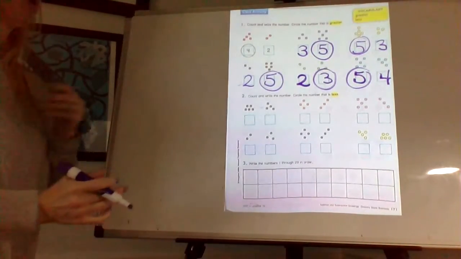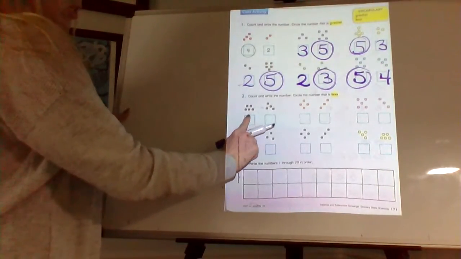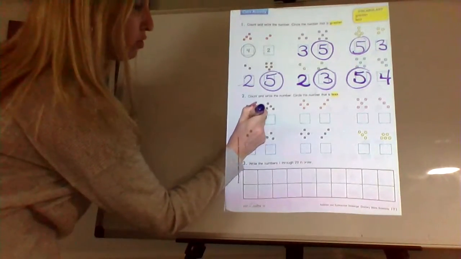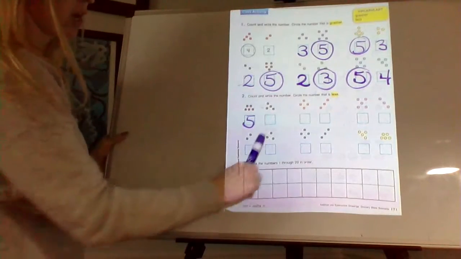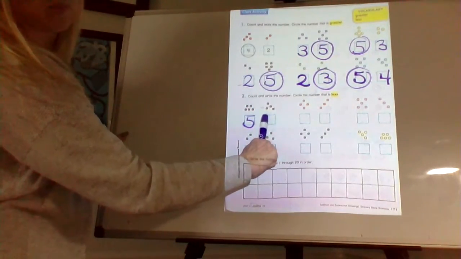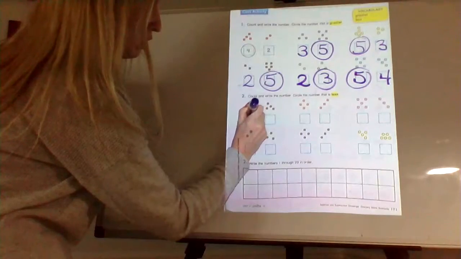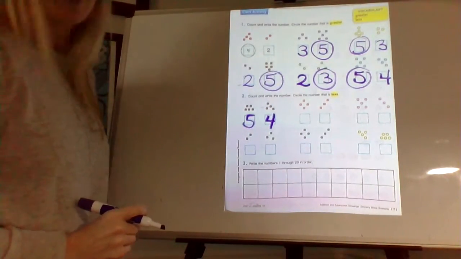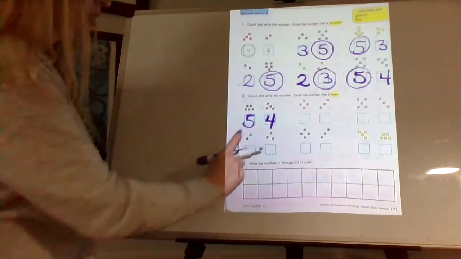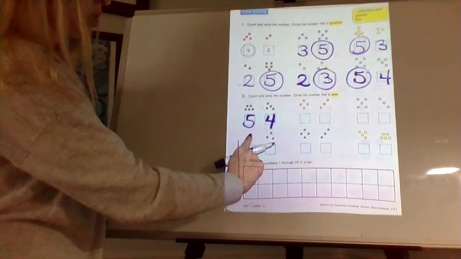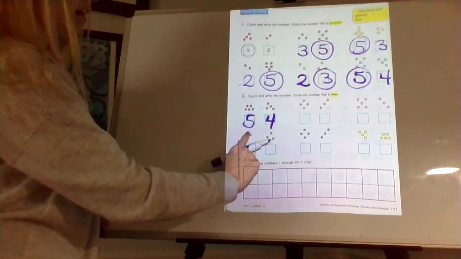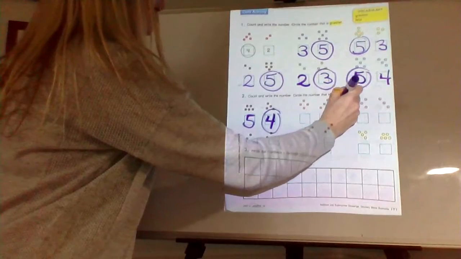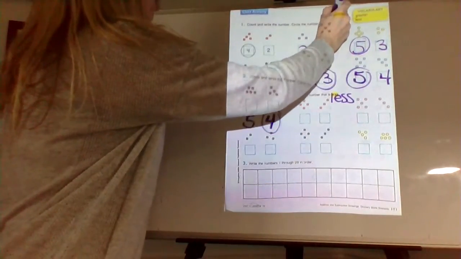Okay, now we're going to talk about which number is less. Remember, less is the smaller number. So how many are in this first set? 5. And how many are in the second set? 4. Okay, now this time, which one is less? Which is the smaller amount? Is 4 less or is 5 less? 4 is less. So this is less, and up here is greater.